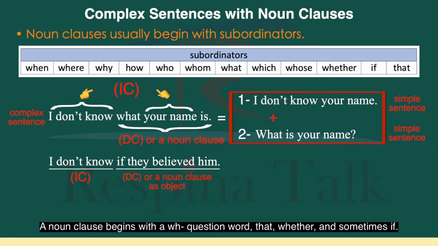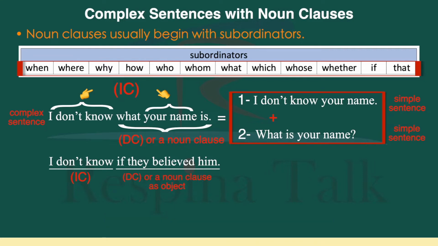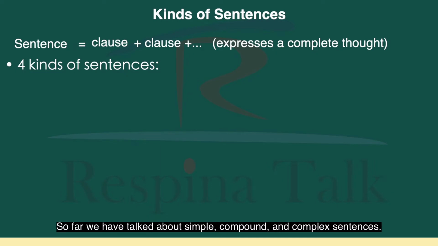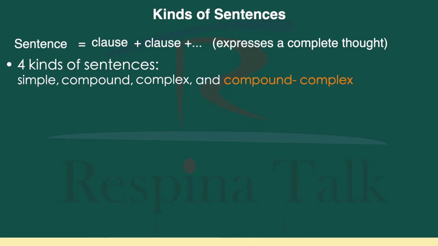A noun clause begins with a WH question word, that, whether, and sometimes if. A noun clause acts like a noun. It can be either the subject or an object of the independent clause. So far, we've talked about simple, compound, and complex sentences. Now let's take a look at compound complex sentences.